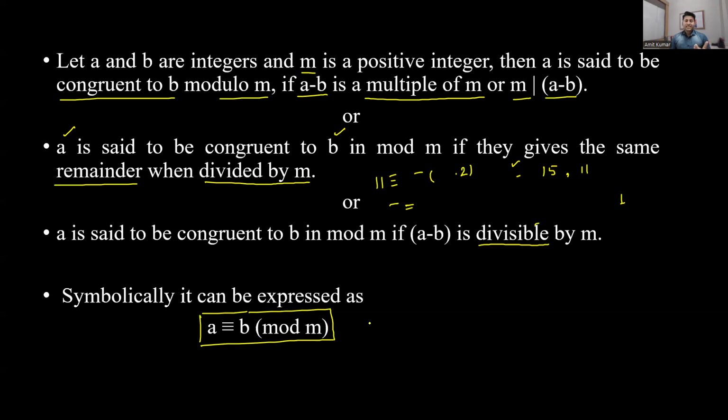As just a common sense based thing, it does not matter whether I'm writing A congruent to B or B congruent to A in mod M. Both have the same sense. This is saying that A and B are congruent to each other, and this is also implying that A and B are congruent to each other in mod M. Let us proceed further.